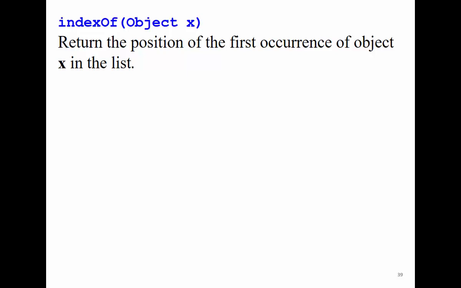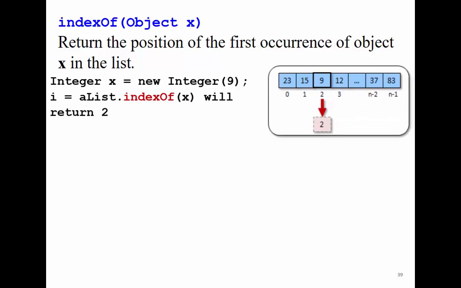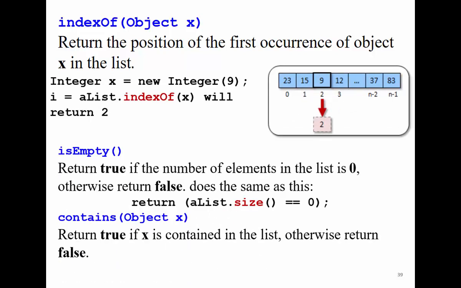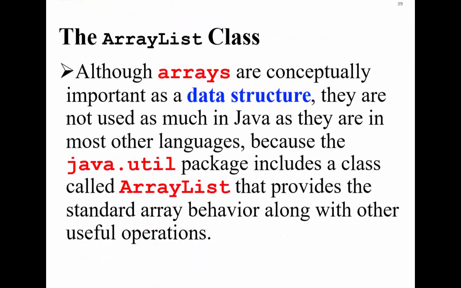I can say index of x. Again, the first occurrence of this object will be returned. I can ask if this list is empty or not. I can do this by looking at the size and making sure the size is equal to 0. That means the list is empty. I can ask contains. It will return true if the object x is inside the list or not. Again, the list allows duplicates. So you might have multiple copies of x inside the list. But again, you can use contains to ask the list.